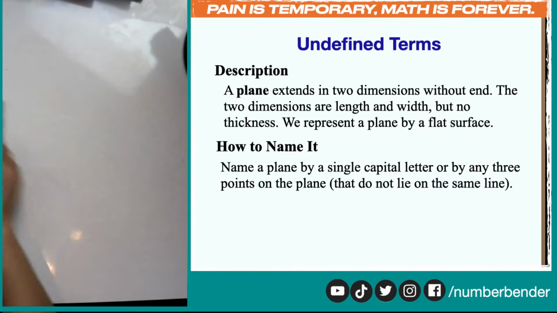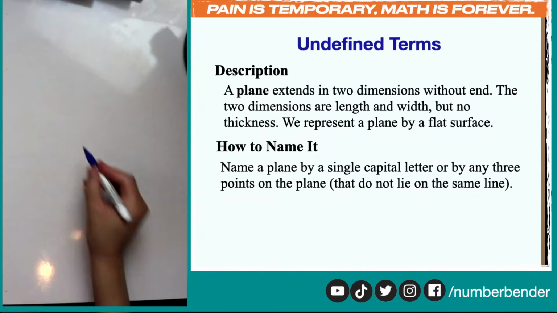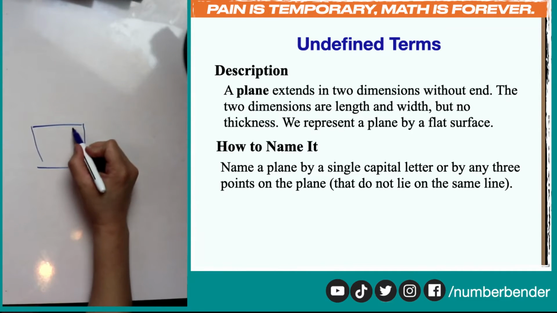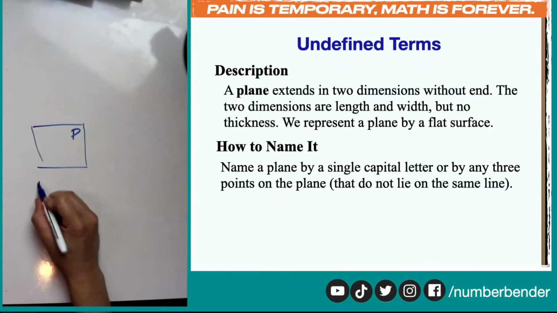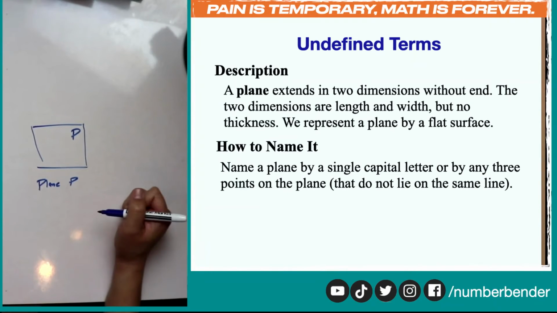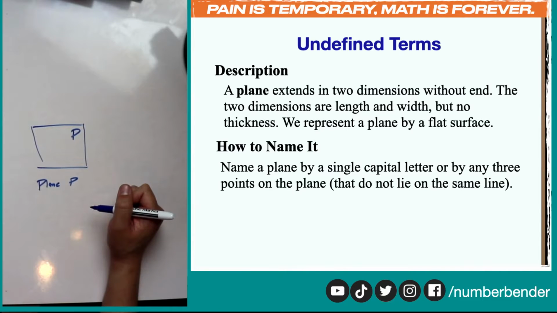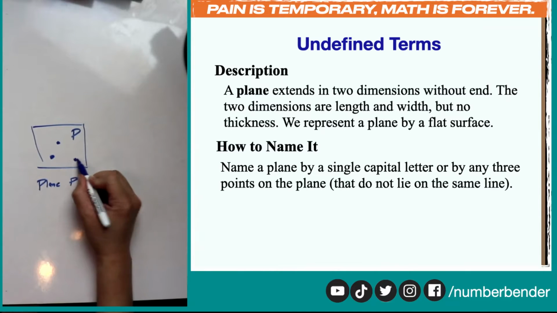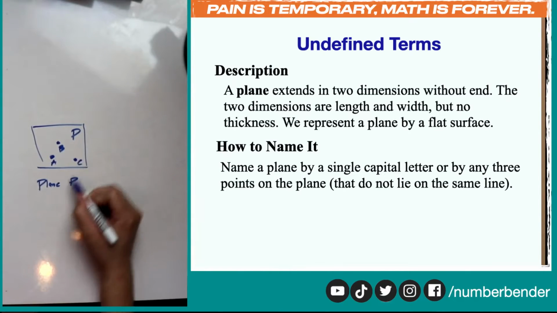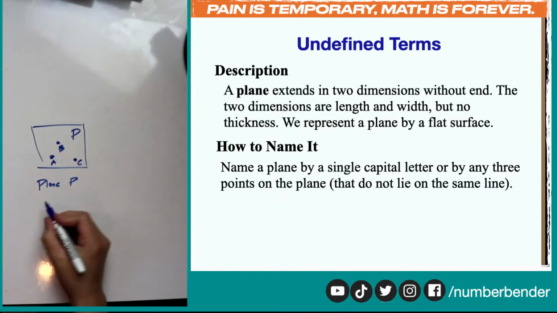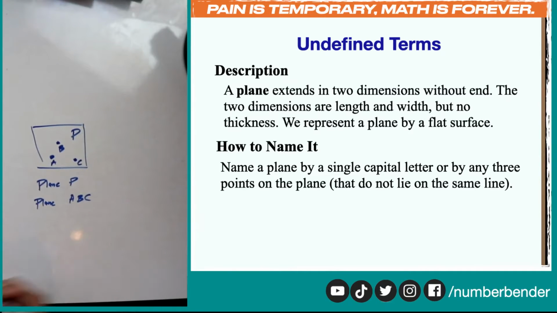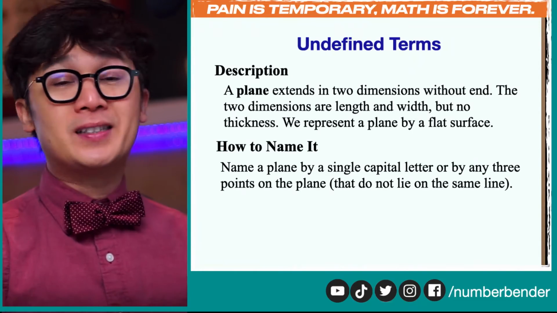So, paano natin siya i-represent? So, let's say we have a plane, sabi, two-dimensional with length and width. So, ito yung ating plane. So, pwede natin ito tawagin plane P, so we can name it as plane P. So yan yung one way of naming it. Another way of naming it is kung meron tayong 3 points na hindi magkakalinya. So 1, 2, 3, A, B, C. So we can also name this plane as plane ABC. So yan yung pagsulat natin at notation sa plane using geometry symbols.